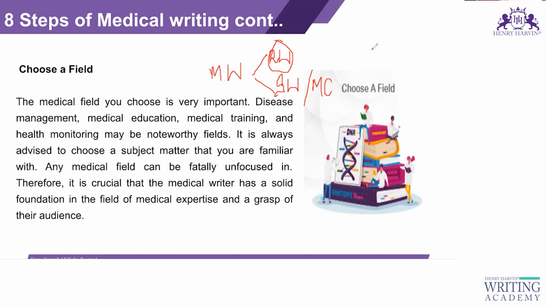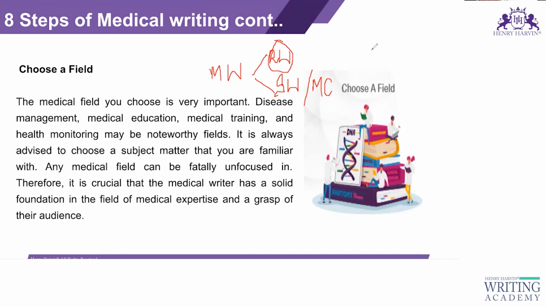So if you want to give your precision in one field, then you have to decide where you have to work. Suppose I'm interested in the field of scientific writing, so I will be involved in writing review and research articles. Then familiarity with the subject, with the topic, with the disease and everything, the subject matter, is also very important. So the medical field you choose is very important.